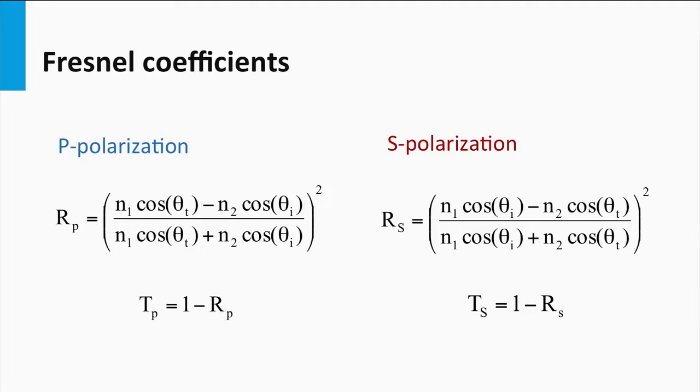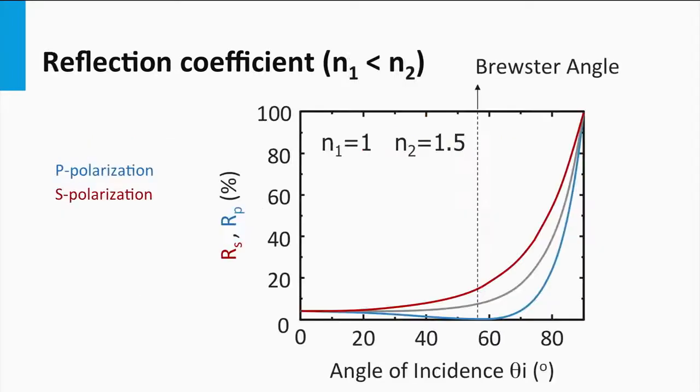The reflection coefficients are given by the Fresnel equations, which are functions of the refractive indices of both media and the angle of incidence and reflection. The transmission is 1 minus the reflection. I'm not going into detail, but the Fresnel equations for transmission and reflection of the p-polarized light are slightly different from that of the s-polarized light. For light with perpendicular incidence, that is an angle of incidence of 0 degrees, the reflection and transmission are equal.